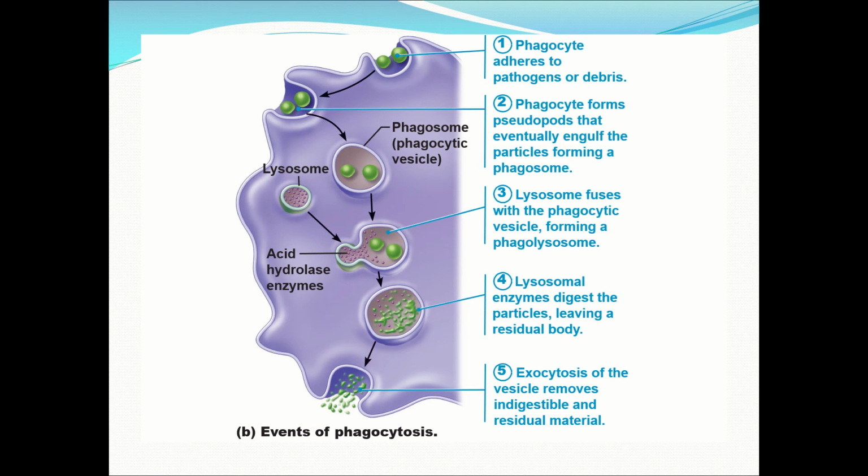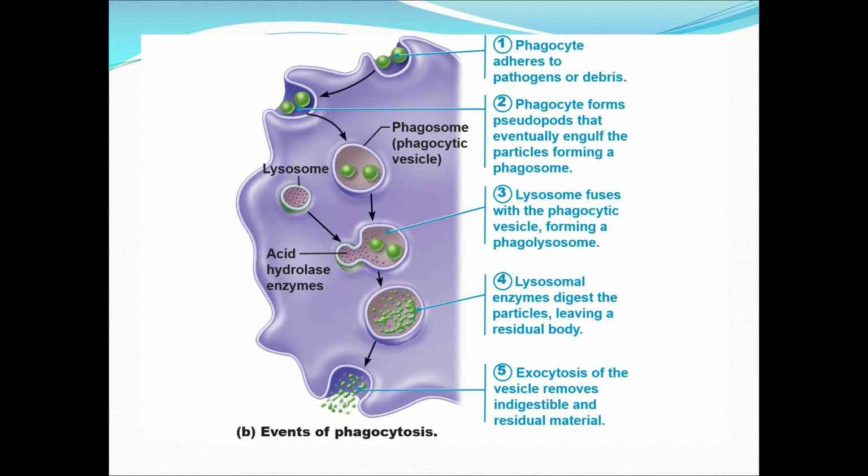This illustration shows the events of phagocytosis. In step 1, a phagocyte adheres to pathogens or debris. In step 2, the phagocyte forms pseudopods that eventually engulf the particles, forming a phagosome. In step 3, the lysosome fuses with the phagocytic vesicle, forming a phagolysosome.